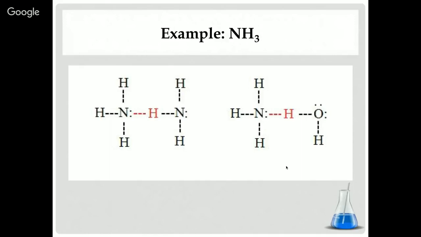Here's another example, NH3. So remember, hydrogen bonding is fun. So here's the H and here's the N. And we can see that this hydrogen bonding is occurring between the N of one molecule and the H of the other.